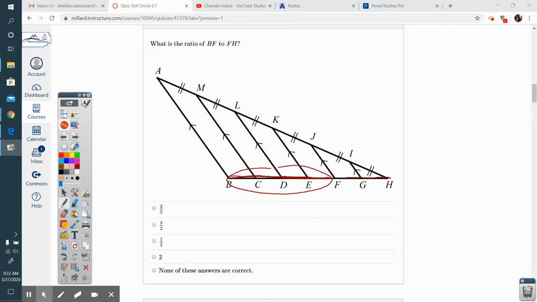So BF to FH, look over here and it gives you these proportions right here. So it's 1, 2, 3, 4, and 2. How many portions on the side? FH has 2 portions, so it's 4 to 2. You simplify that and it gives you 2. So that's how you solve that, okay? Because it's just saying what's that ratio.